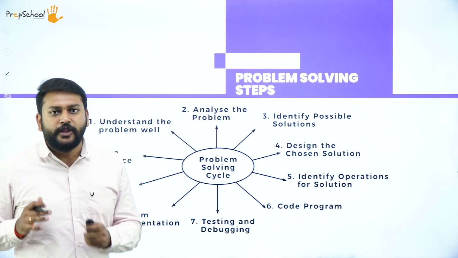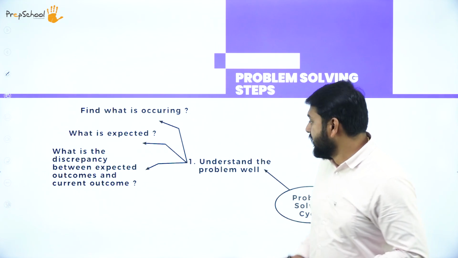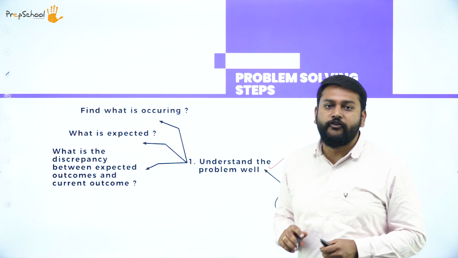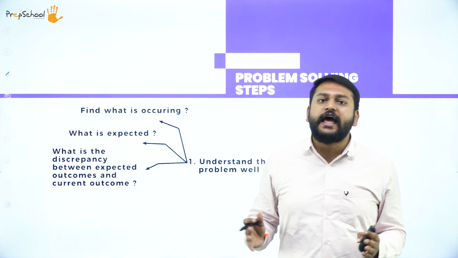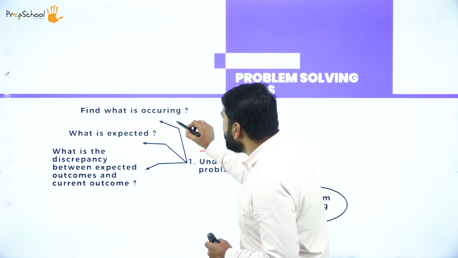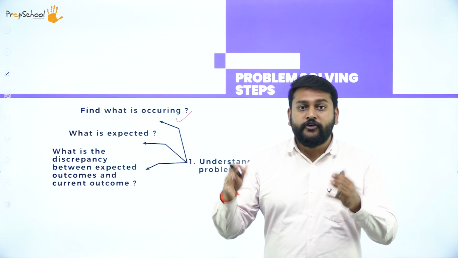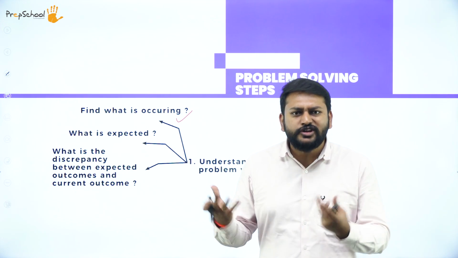What is step number one? The first step that I have to do here is understand the problem well. Now, to understand the problem well, what do I have to do? First, please observe, find what is occurring. In this example, I'm not getting good coffee. That is what I'm getting.